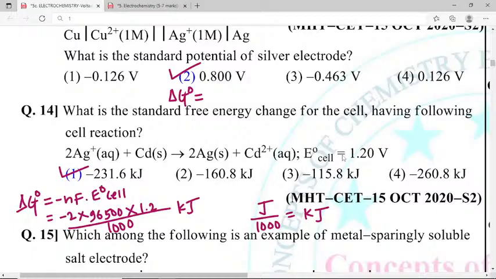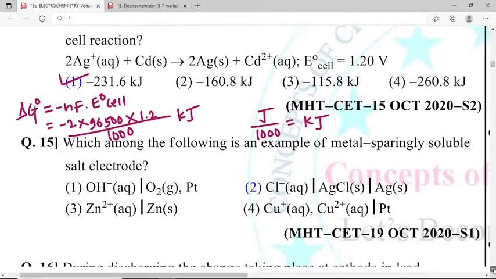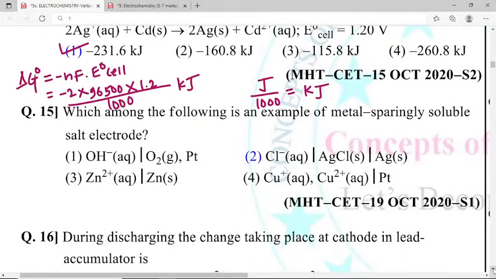Okay, next question. Which among the following is an example of a metal sparingly soluble salt electrode? Metal sparingly soluble salt electrode: Cl minus, AgCl and Ag. AgCl is a salt, so it is called a metal sparingly soluble salt electrode. Very easy question.